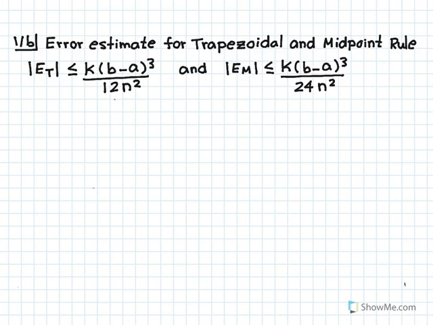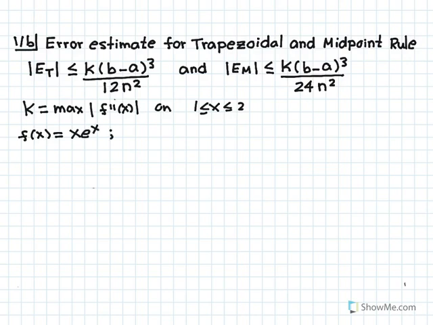The error estimate formulas are given. Let's find K, which is the maximum of the second derivative. This is the hard part when you're calculating upper bounds for the error. K is equal to the maximum of f double prime of x on x between 1 and 2. We need to differentiate the function twice. So f of x is equal to x e to the x.